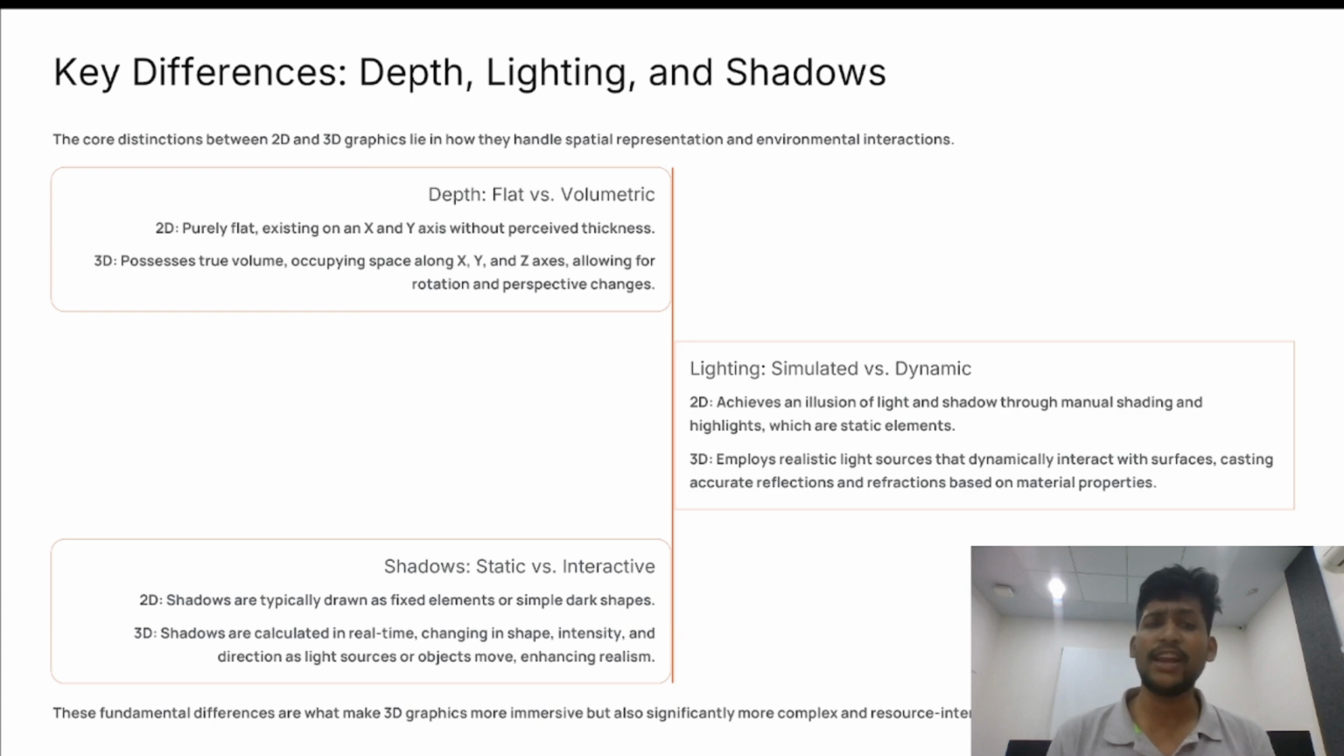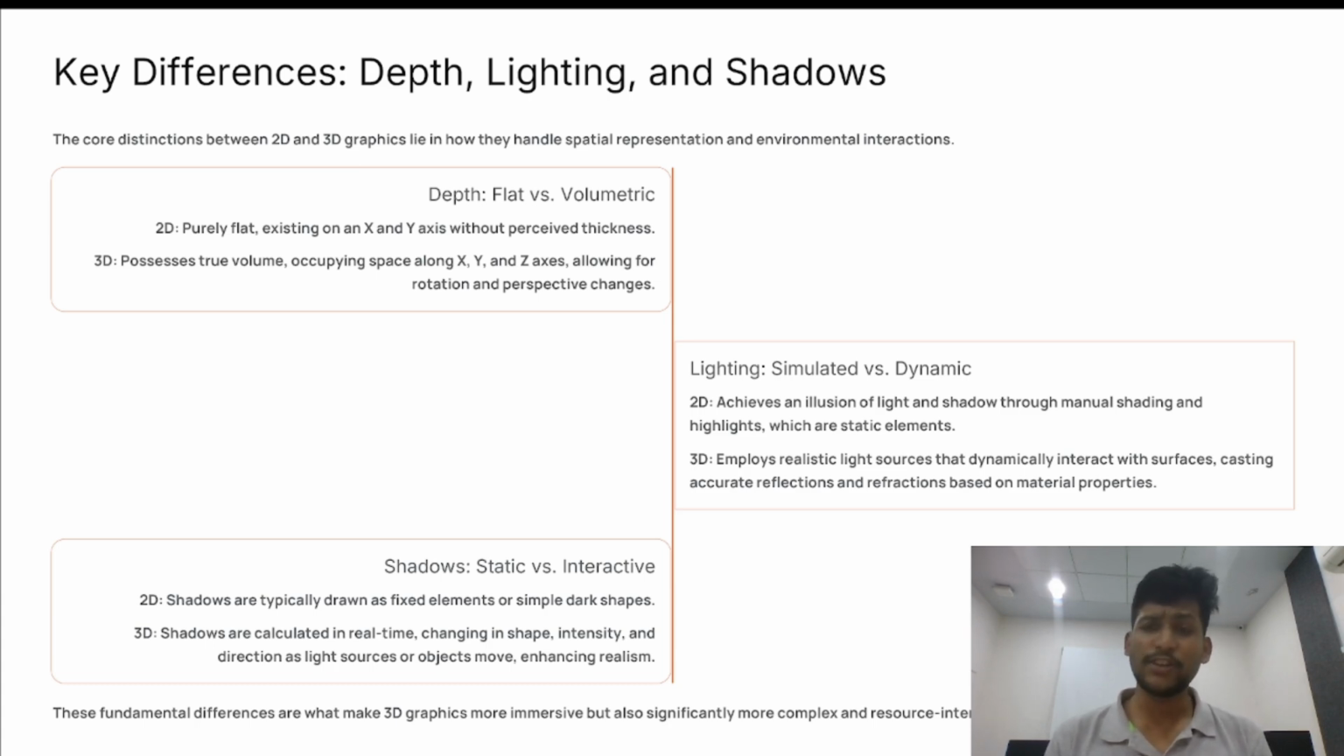2D, purely flat, existing on the x and y axis without perceived thickness. 3D, possesses true volume, occupying space along the x, y, and z axis, allowing for rotation and perspective changes.